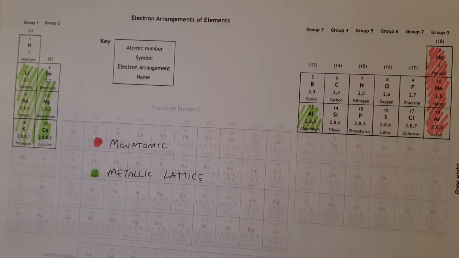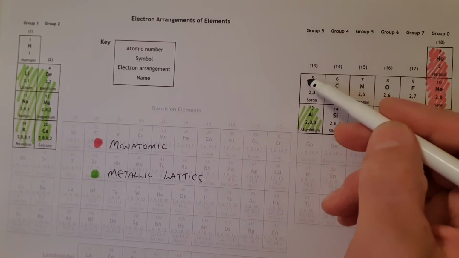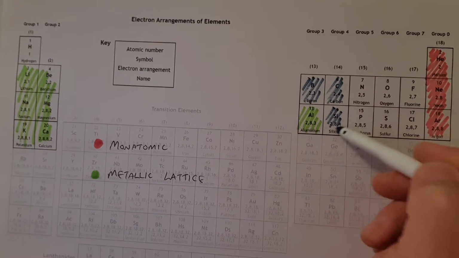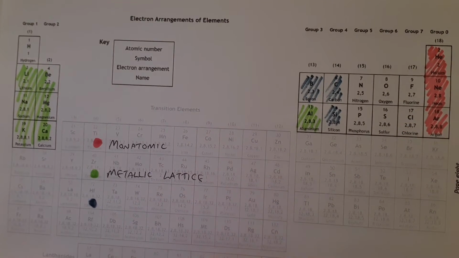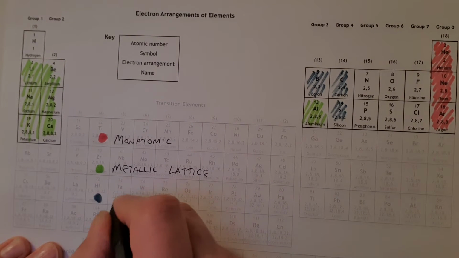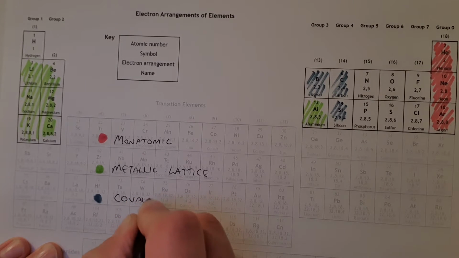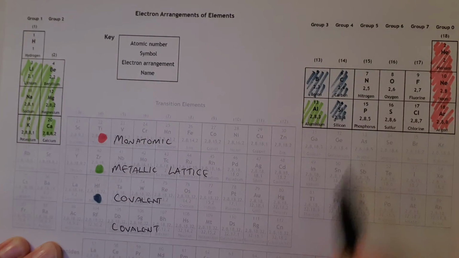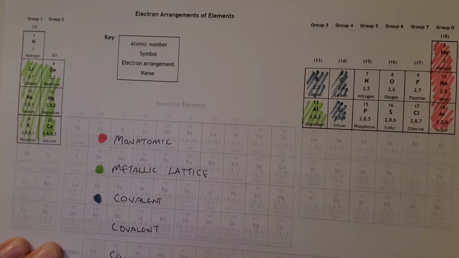Okay, our next wee section that we're going to look at, there are 3 of them here. There's boron, carbon, and silicon as well. They are a form of covalent substance, but there are 2 more as well. Of the remaining white elements that we've not yet coloured in, all of these are covalent.